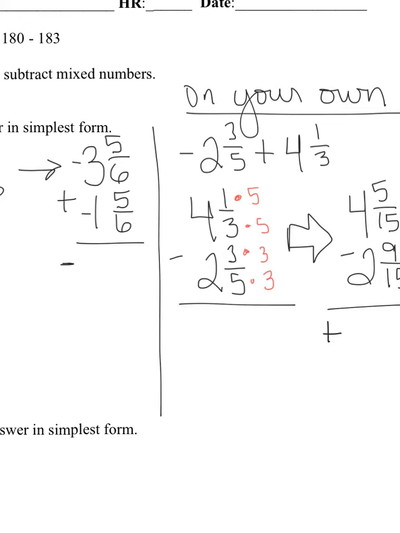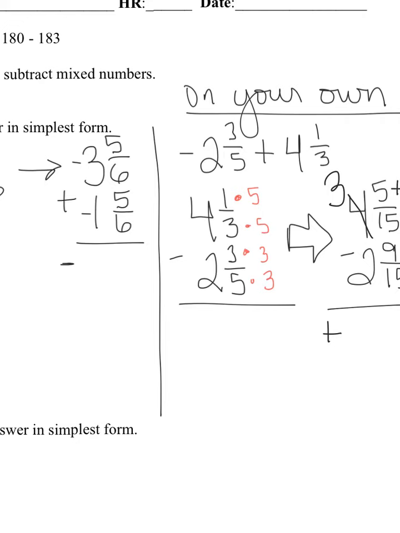I had to take 9 away from 5. I can't do that. I don't have enough. I need to borrow from the 4 and make it a 3, and then I've got to add 1 whole back in. I don't know if you remember back in 4th or 5th grade, when you borrow from a whole number and make it a fraction part, you actually have to add whatever the denominator is.